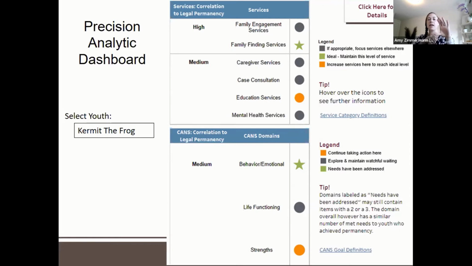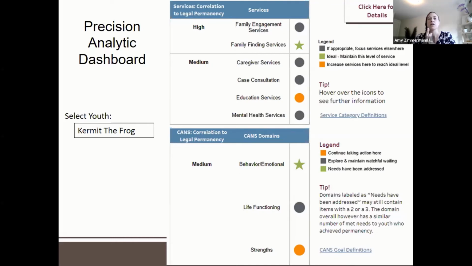And so on the top box, you'll see this has a list of our service categories. And I'll talk about how we came up with those a little later on, but we have our list of services. And then to the left, we have those service correlations to legal permanency. So we see here that family engagement services and family finding services have a high correlation to legal permanency for similar youth to Kermit the Frog. So we're saying, okay, so Kermit the Frog is a lot like this other cluster of youth who have exited to legal permanency in the past. And so for them, family engagement and family finding had a high correlation to legal permanency. And then below that, you can see that caregiver, case consultation, education, and mental health services, those all had a medium correlation to legal permanency for similar youth to Kermit the Frog in the past.